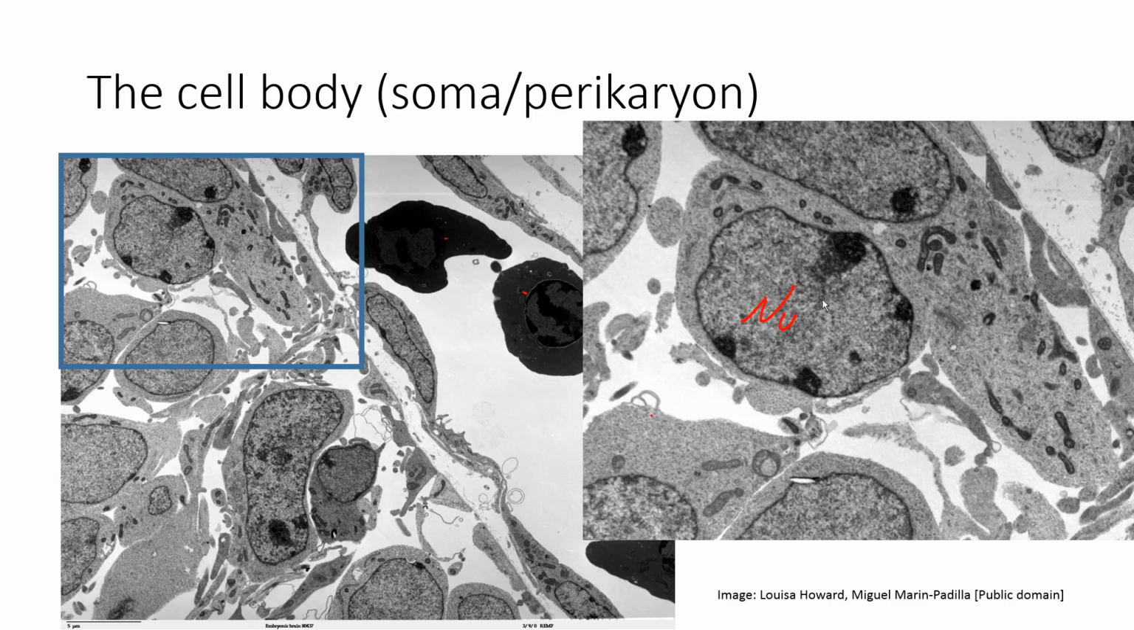We also see a Golgi apparatus. So that's right over here. The Golgi tend to be perinuclear and somewhat large compared to what you're going to see in other cells. Tons of mitochondria.